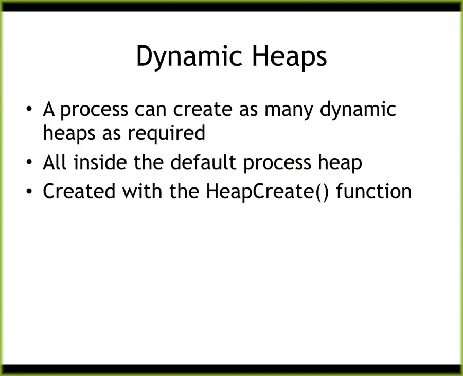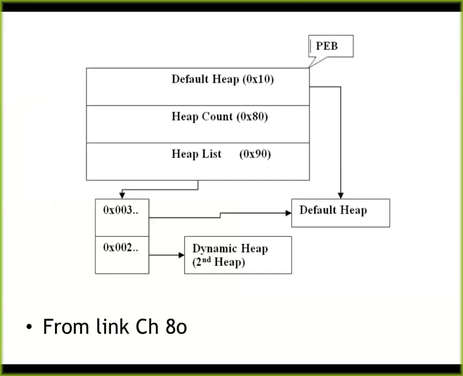But you can make other heaps by cutting out chunks of the default heap with the HeapCreate function. That will create another heap to use in your code. So you have the default heap here in the process environment block, and then you can have an array of further heaps. A heap down here, a dynamic heap created there, another dynamic heap. So it is possible to segment it into other heaps.